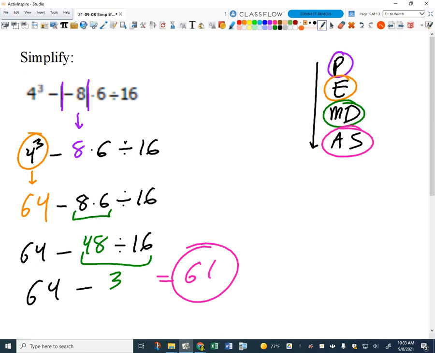Okay, so practically speaking, I know we're just looking at this one example, but it's just a template. It's just a way for us to talk about the concepts. Could we have done this maybe a little quicker? Okay, we probably could have, right? So if we take this example, I'm going to rewrite it over here. So 4 cubed minus the absolute value of -8 times 6 divided by 16.